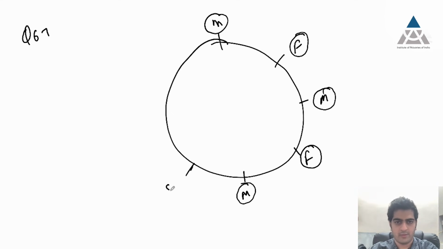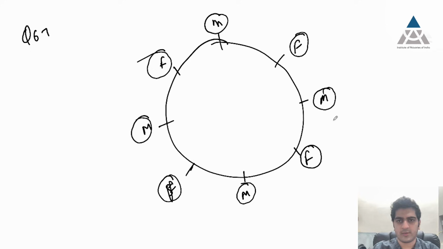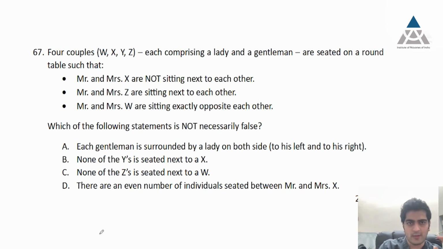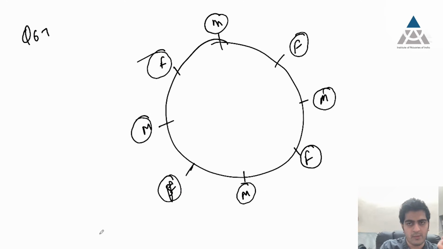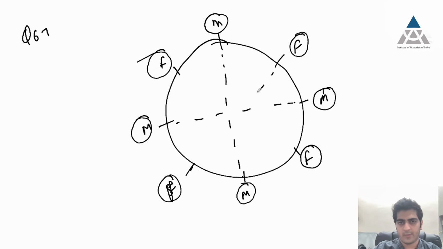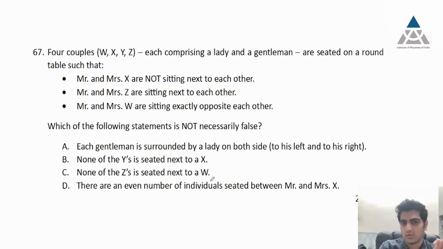male, female, male, female. Correct? These are 8 people. 1, 2, 3, 4, 5, 6, 7, 8. This is the only sequence in which this is possible, that each gentleman is surrounded by a lady to his left and right. Which means, if you just see, opposite of a male will always be a male and opposite of female will always be a female. Is this possible? The answer is no.